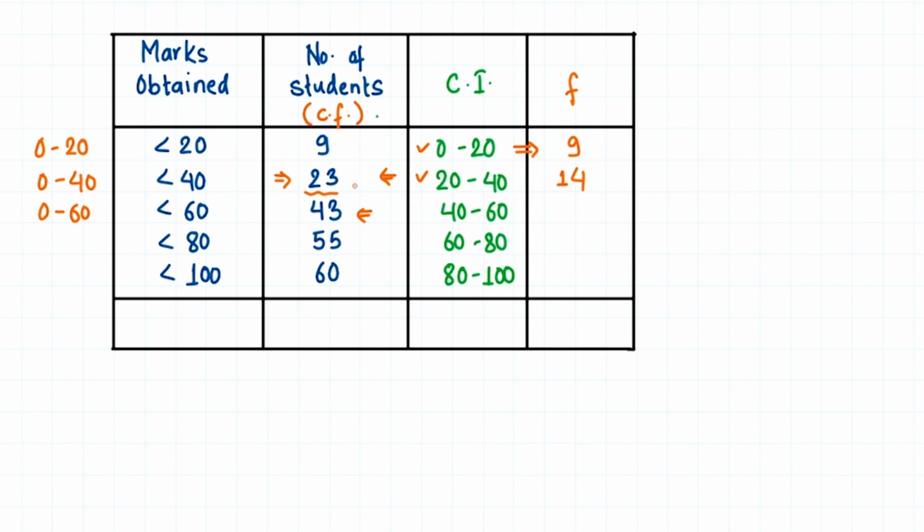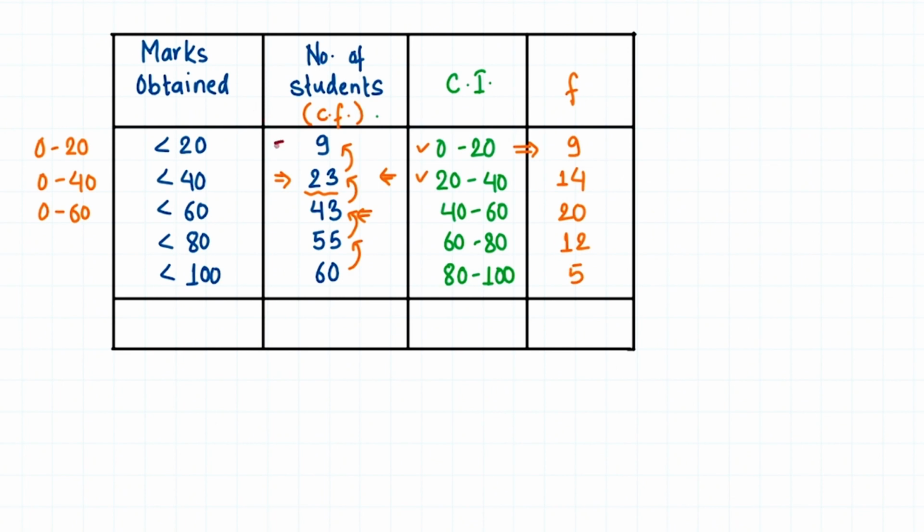Now, similarly, for our third case, we are going to do the same process like we did for our second case. So we subtracted this 23 and 9, and we got 14. For our third case, we are going to subtract this 43 and 23, which is going to give us 20. For our fourth case, we are going to subtract this 55 and 43, which is going to give us 12. And for our fifth case, we are going to subtract the 60 and 55, which is going to give us 5, okay? And that's how we can fill up the frequency table, okay?